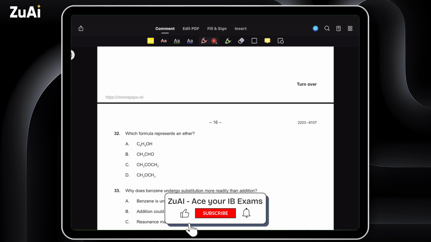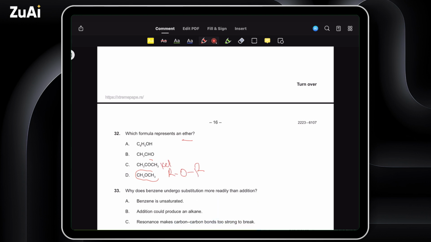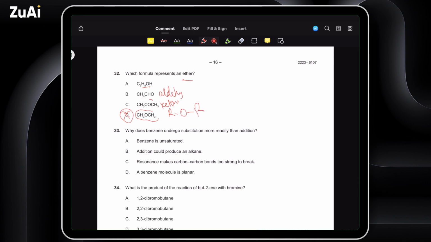Which formula represents an ether? An ether has this formula, ROR. That is a ketone, that is an aldehyde, that's the phenol. So this is the answer.